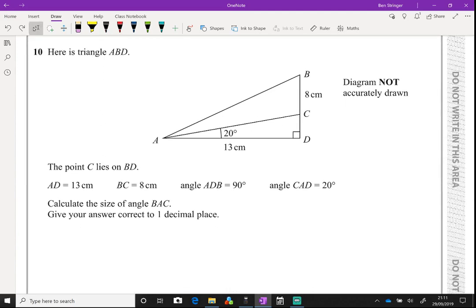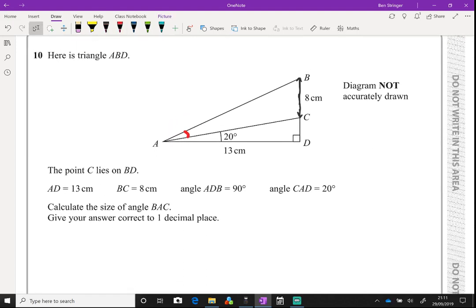Here's a triangle ABD, and we've got a big right angle triangle ABD and a little right angle triangle ACD. AD is 13. BC is 8, it's worth reading, this one is 8, not the entire length. Angle ADB is 19, angle CAD, C to A to D, is 20. Calculate the size of angle BAC, so B to A to C. We want this angle.